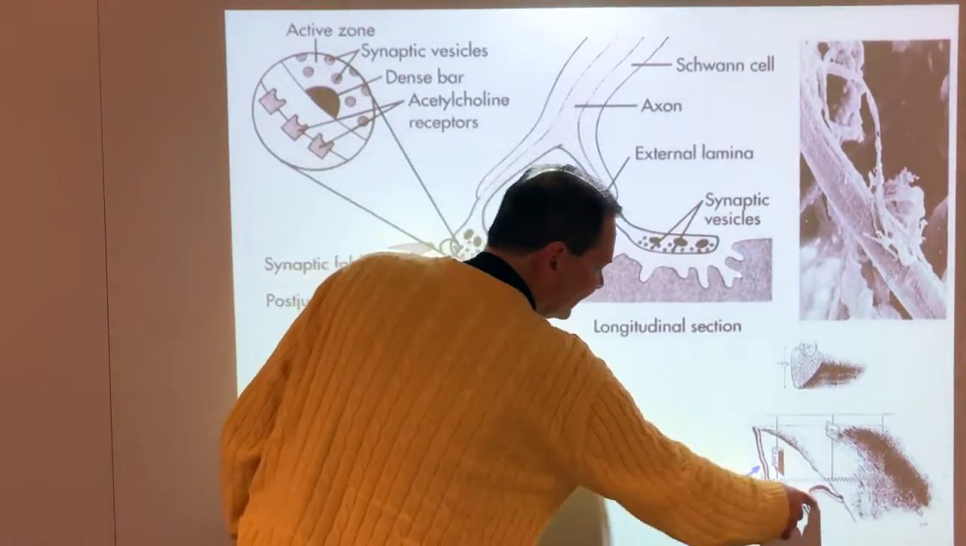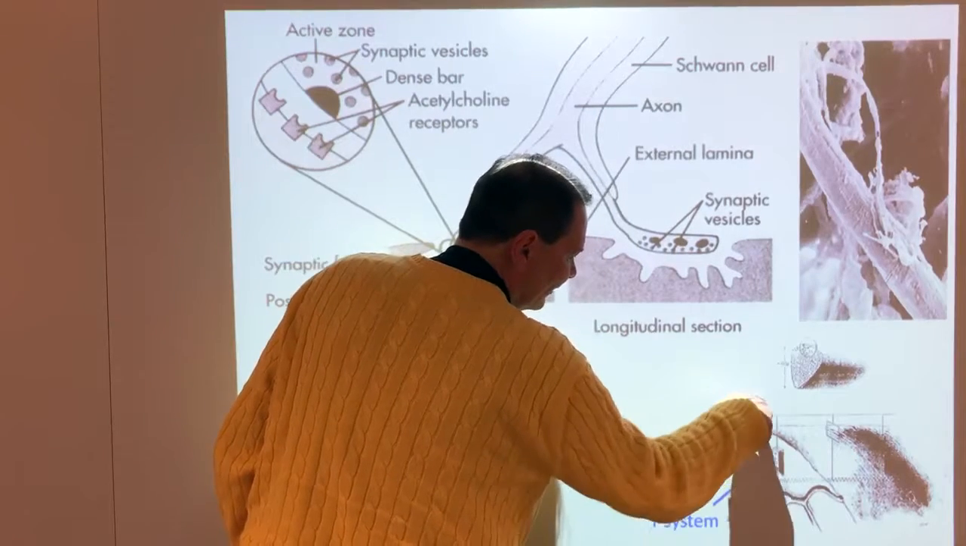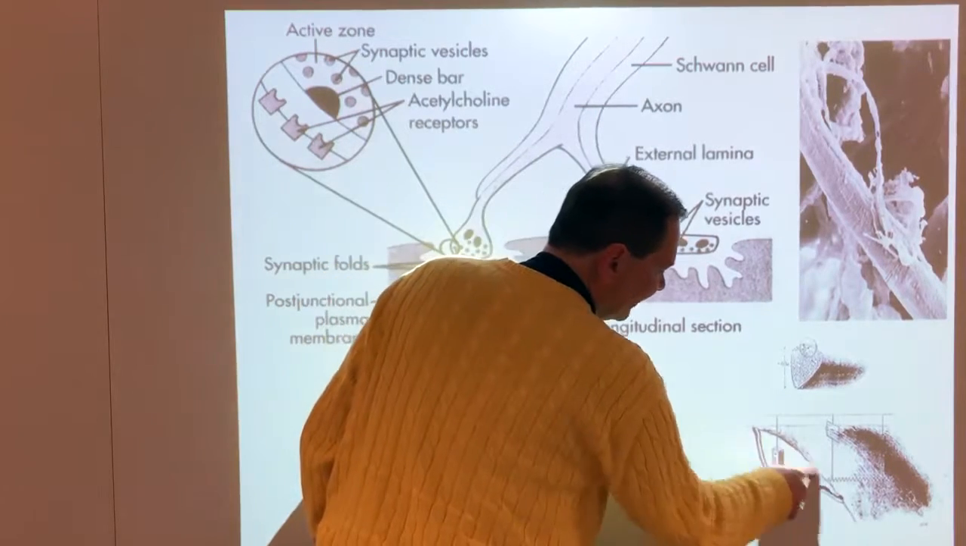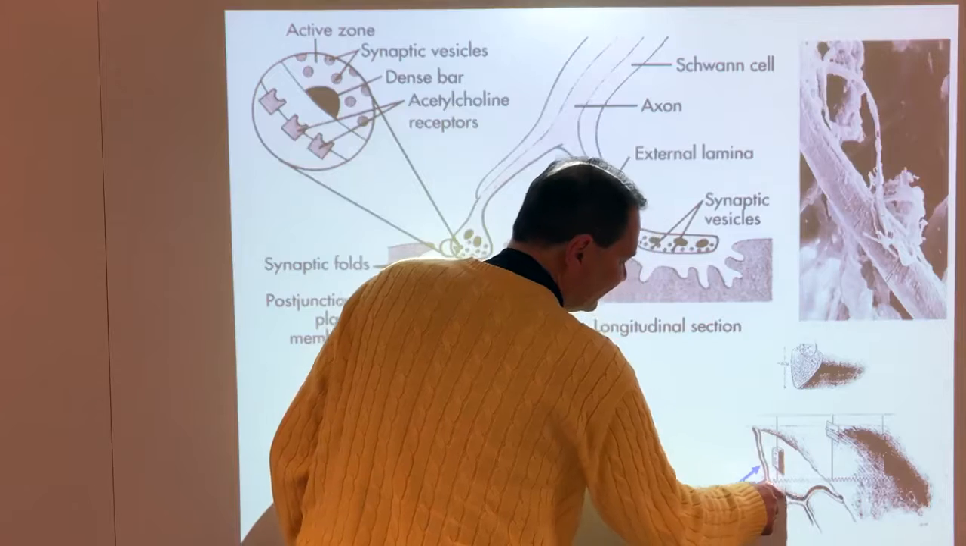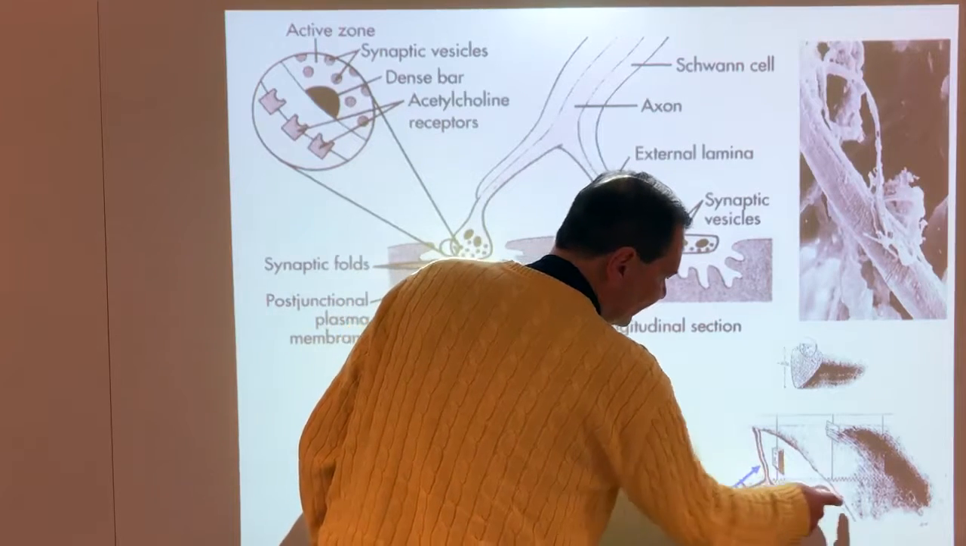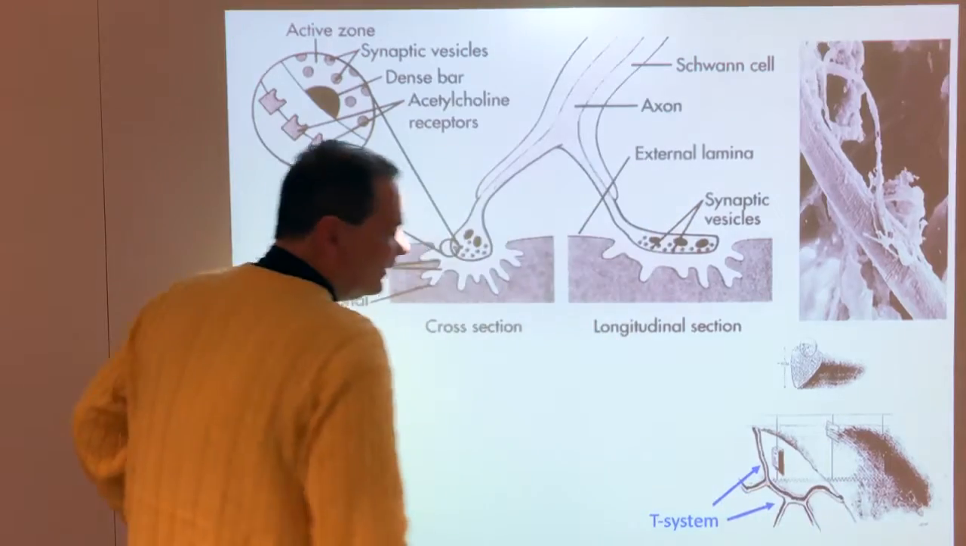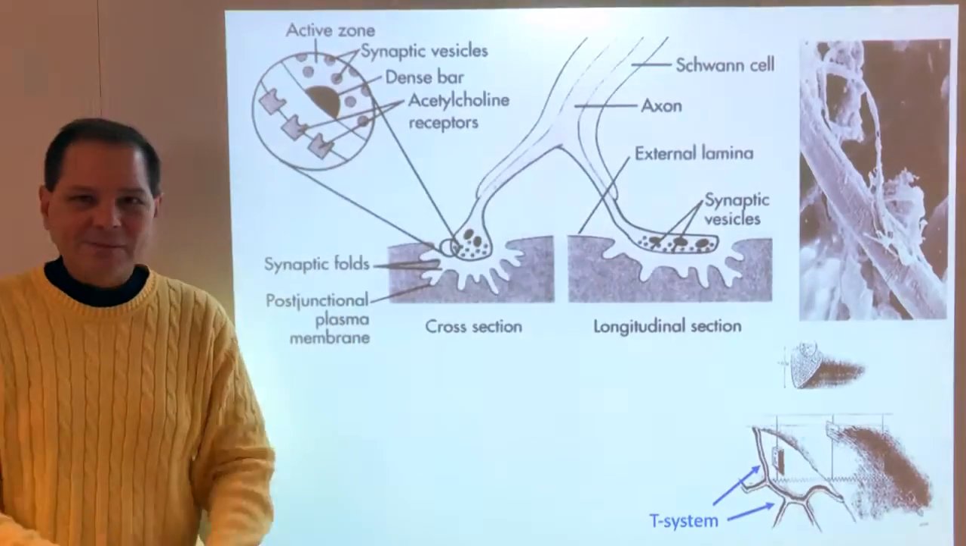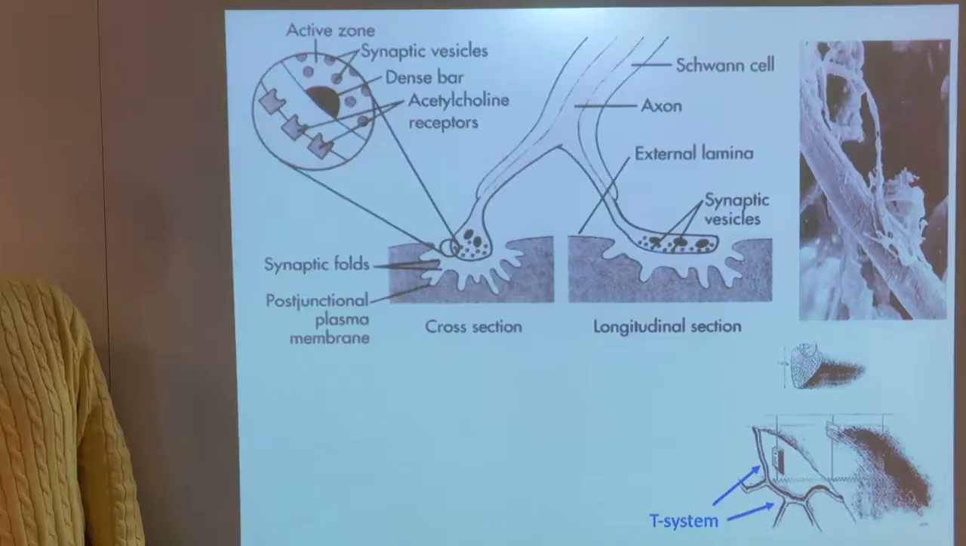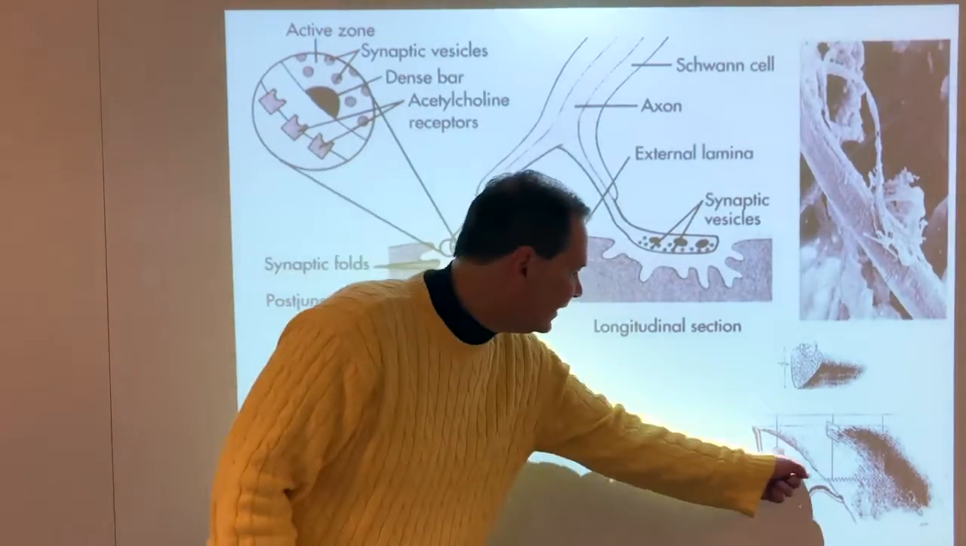And this is the T system here. The T-tubules, here's the cell membrane. The T-tubules are invaginations of cell membrane. And literally you have holes here, and this is all extracellular space in here. The T-tubule comes down and sort of wraps itself a little bit around the myofibril, which is here, okay?